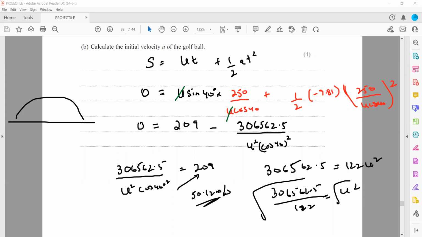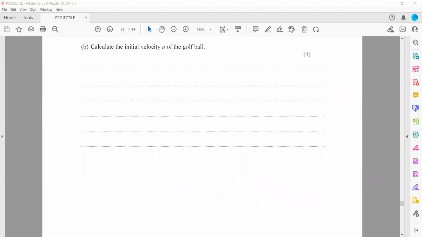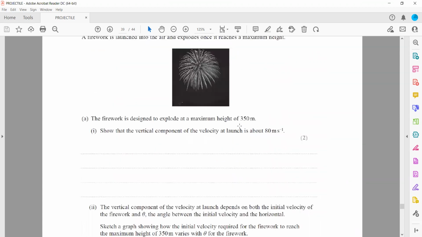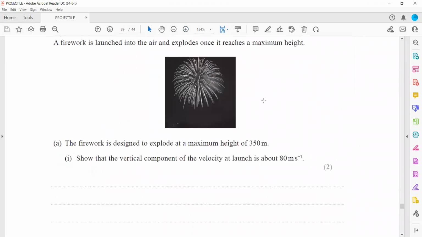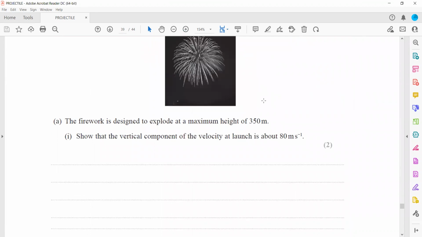Then we have question 30 A and B. The firework is launched into the air and it explodes once it reaches the maximum height. The fireworks are designed to explode at a maximum height of 350. The vertical component of the velocity at launch is about, so we have to show that.